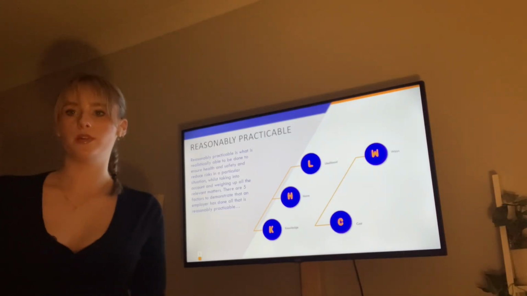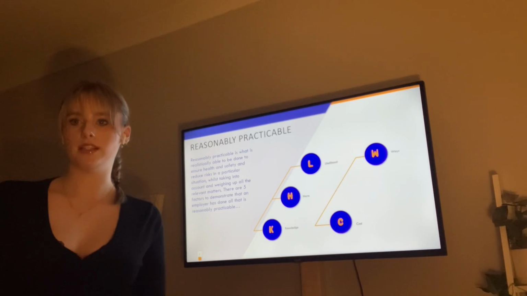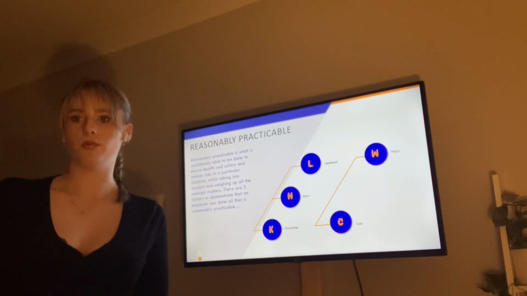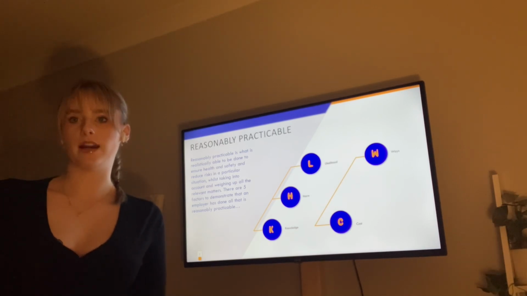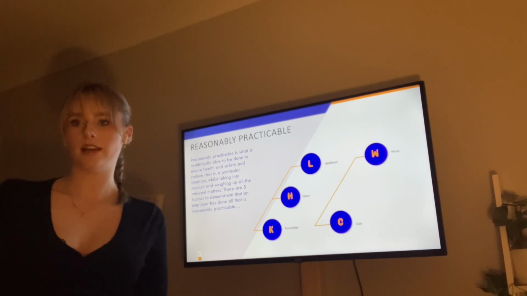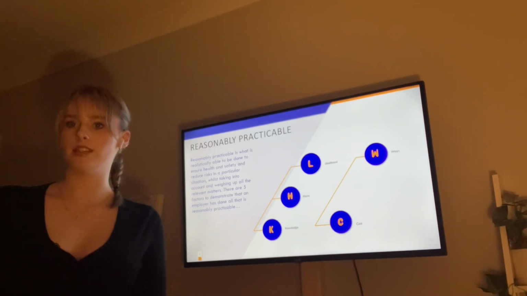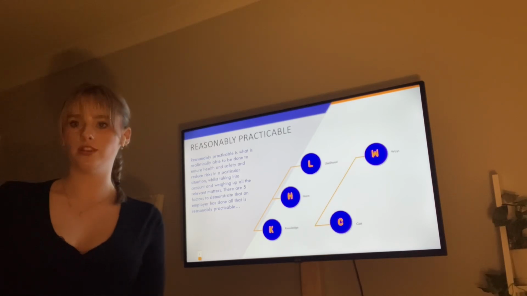Reasonably practicable is what is realistically able to be done to ensure health and safety and reduce risks in particular situations, while taking into account and weighing up all relevant matters. There are 5 factors to reasonably practicable. The first one is the likelihood of the risk or hazard concerned occurring. The second factor is the degree of harm that might result from the hazard or risk, or the consequence.